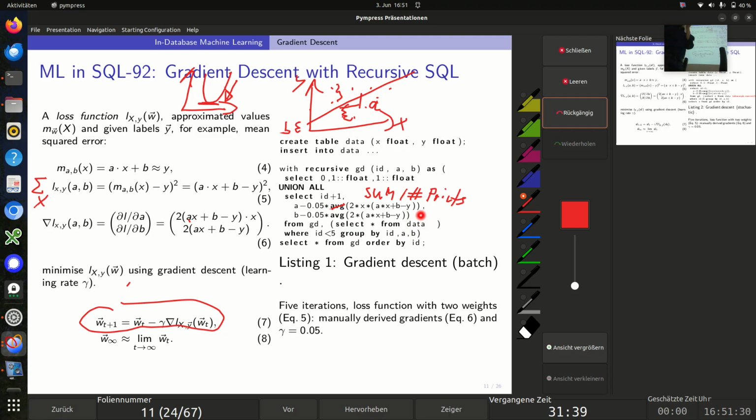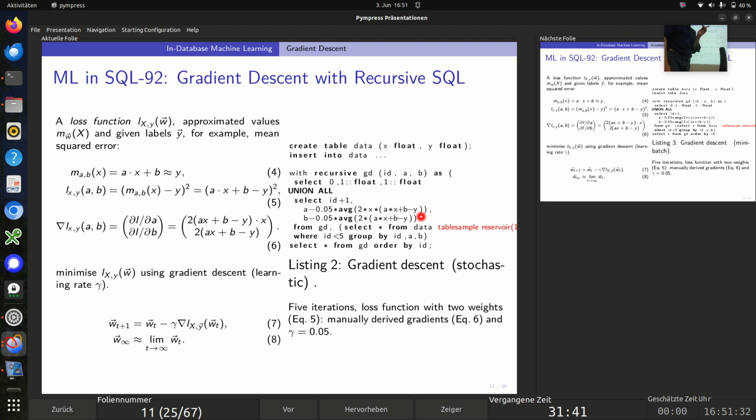So there's a function called sampling. Here it's called table sample. If you remember, we had Bernoulli distribution. Bernoulli was like taking a certain percent, and with reservoir sampling you get exactly one tuple. And for example with this, you only get one tuple. So table sample reservoir just extracts one tuple, and having only one tuple for learning is called stochastic gradient descent.